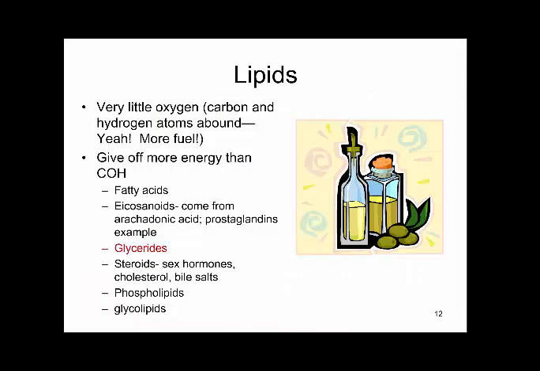So let's talk about another fuel that we can burn, lipids. Lipids come in different varieties. They can be fatty acids, eicosanoids, glycerides, steroids, phospholipids like in our cell membrane, glycolipids like what we learned for blood typing. Those would be phospholipids with the sugar that's attached to them. Our focus will be on glycerides and fatty acids and how we can use those as fuel.